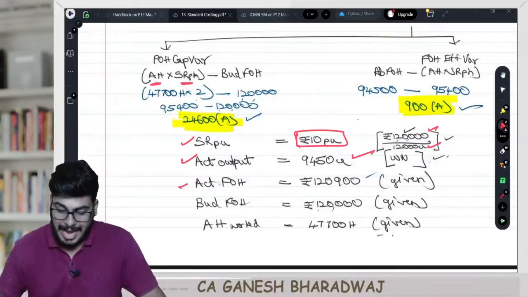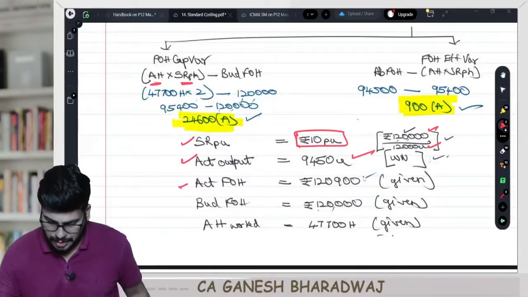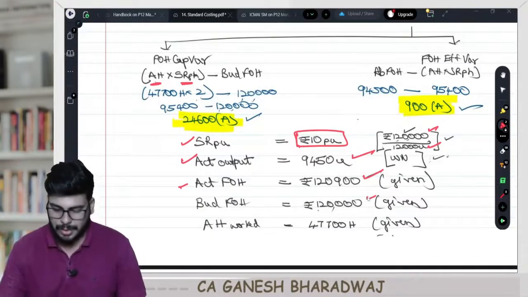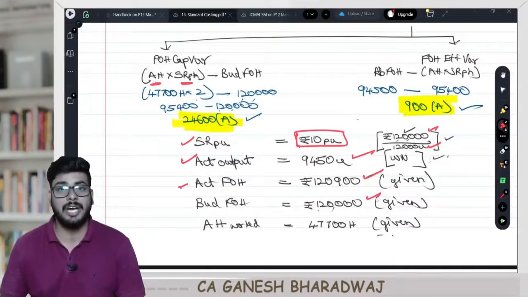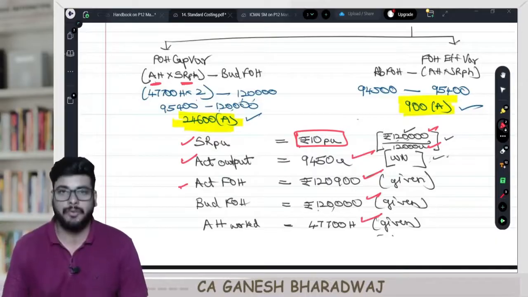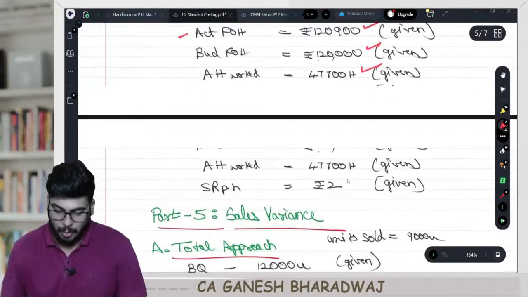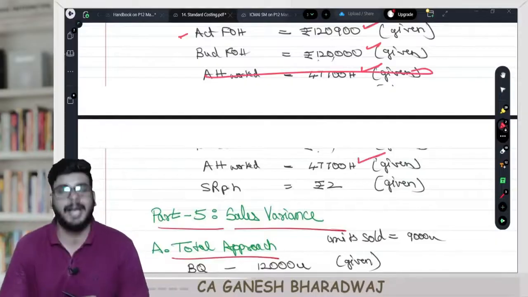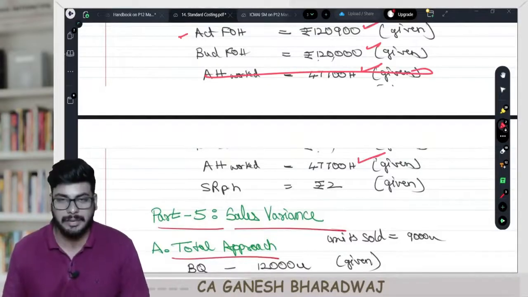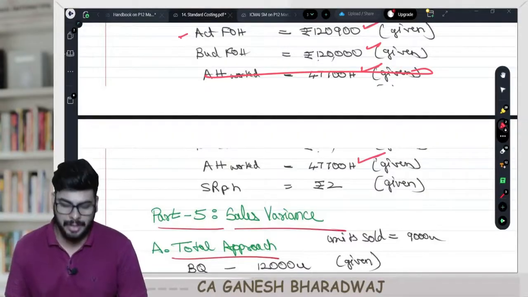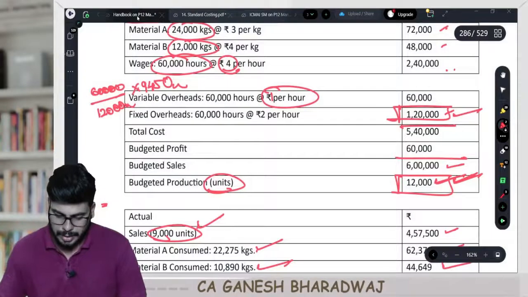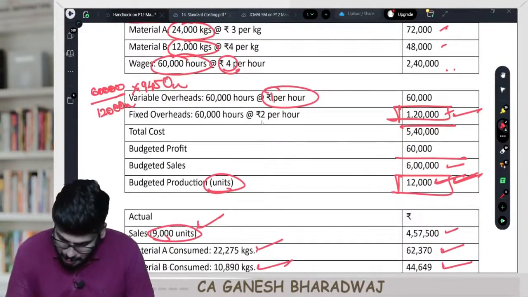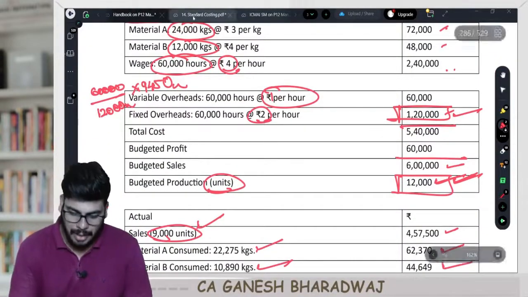Clear with this? Then actual fixed overheads are given readily in the question, 1,20,900. What is the budgeted fixed overheads? That is also given in the question, 1,20,000. What is the actual hours worked? Once again given in the question, 47,700. It got repeated here, so I'm striking this off. Actual hours worked, 47,700, and the standard rate per hour is also given in the question. In the budgeted data, they have given the standard rate per hour: 2 rupees per hour.